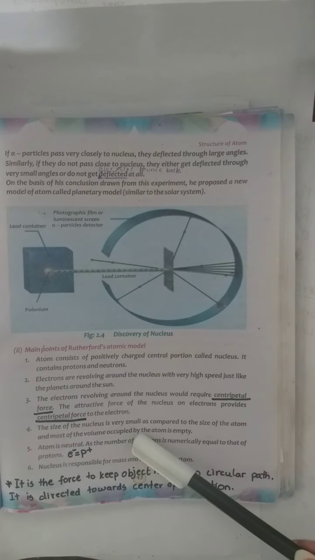Point number 4 is the size of the nucleus is very small as compared to the size of the atom, and most of the volume occupied by the atom is empty. So you can see the size of the nucleus is very small as compared to the whole atom, and most of the space you can see over here is empty in an atom.